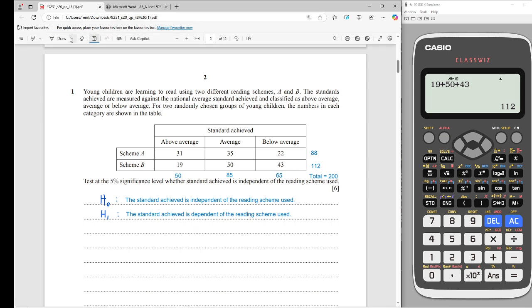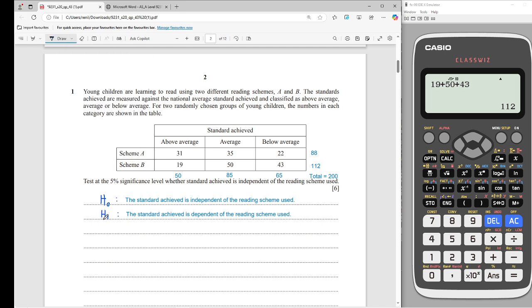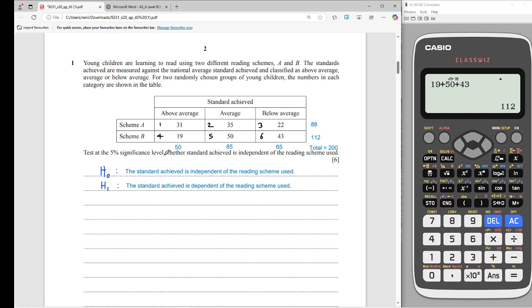Okay, next we need to find the expected values. Before we calculate the expected values, I'm going to denote each cell with a number. Given that we have 6 cells containing data, we're going to denote them with numbers 1 to 6. So this will be 1, this is 2, this is 3, the 19 will be 4, 50 is 5, and 43 is 6. I'll be denoting each of these as labels. We're not going to represent them as variables.